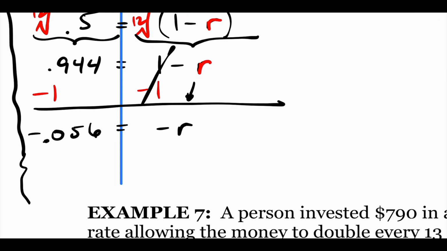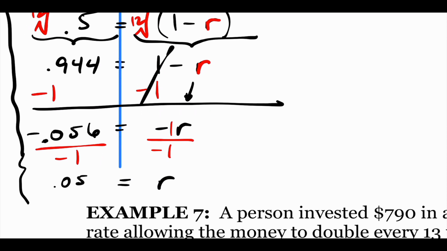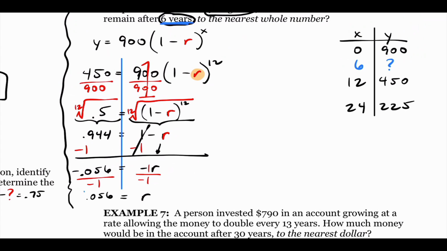But R is negative. How do I make R positive? What do I need to do to make R positive? It's negative 1R. How do I make R positive? Divide by negative 1. If you just want to change a sign, divide by negative 1. That makes it positive R and positive 0.056. So now I know what R is.